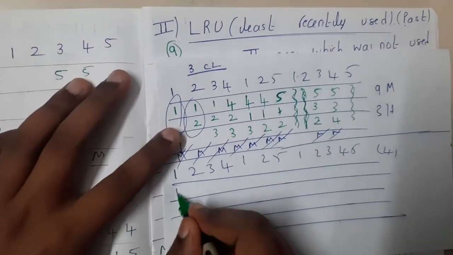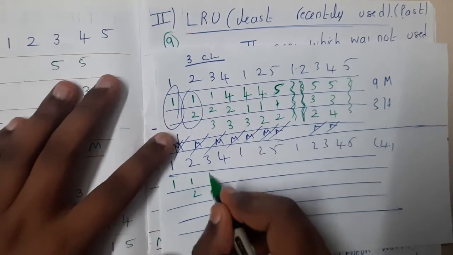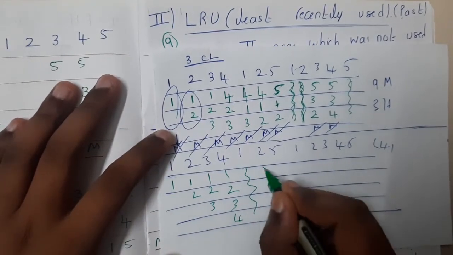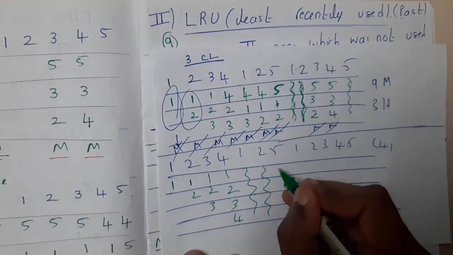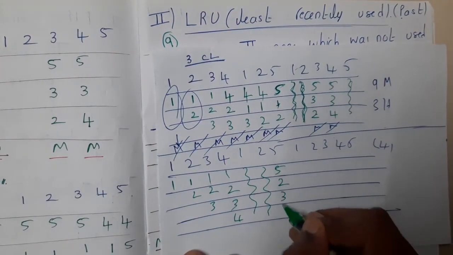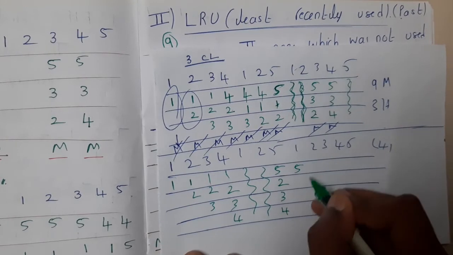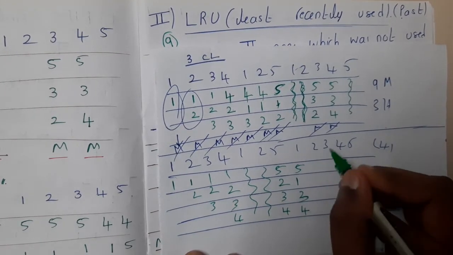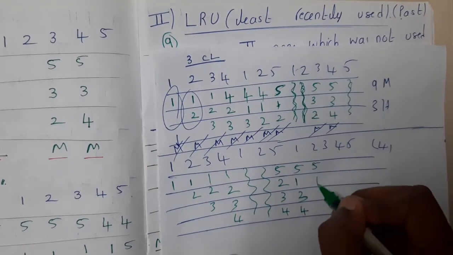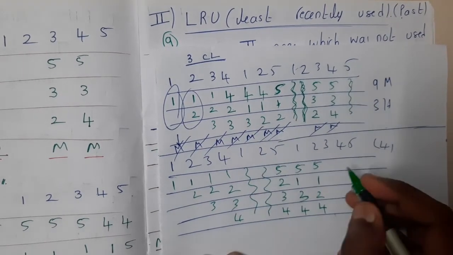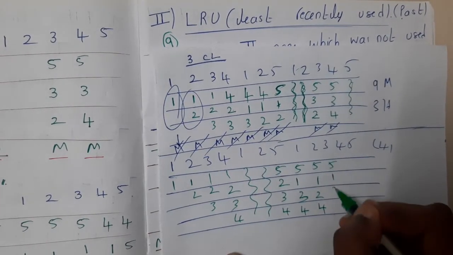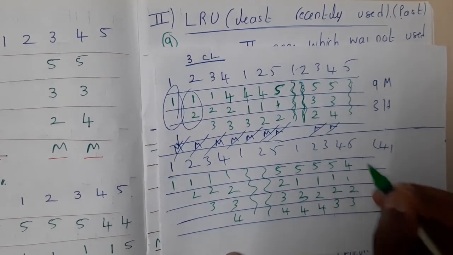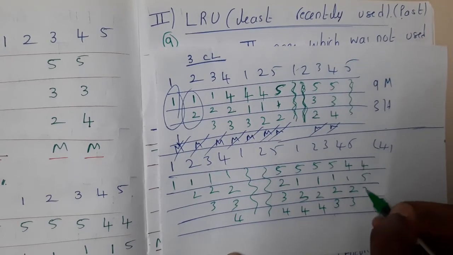First 1 will come, then 1, 2, then 1, 2, 3, then 1, 2, 3, 4. 1 is already there, 2 is already there. 5 is not there, so 5, 2, 3, 4. 1 is not there, so 5, 1, 3, 4. 2 is not there, so 5, 1, 2, 4. 3 is not there, so 5, 1, 2, 3. 4 is not there, so 4, 1, 2, 3. 5 is not there, so 4, 5, 2, 3.